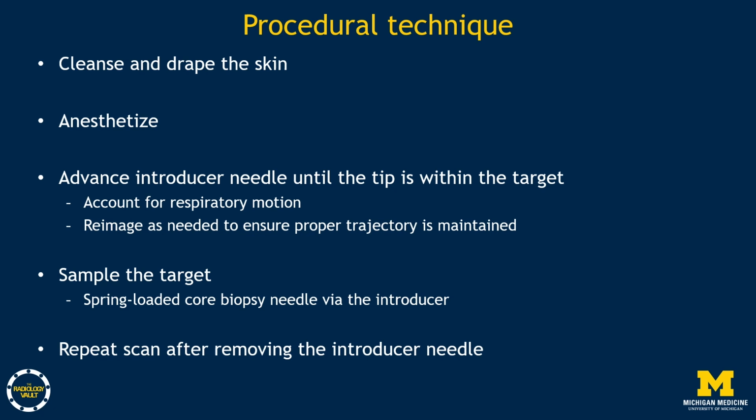Once sufficient tissue is obtained, remove the introducer needle, making sure the inner stylet or blunt tip is in place. Perform a limited repeat scan to evaluate for pneumothorax and hemorrhage. If there are no complications, cleanse the skin entry site and place a small bandage.